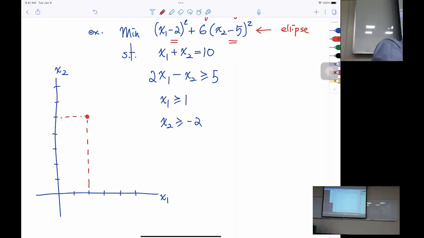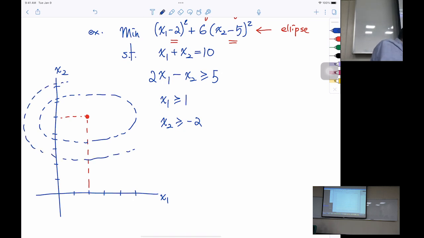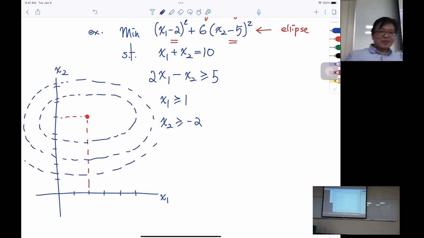Okay. So the contour looks like this. I'm just letting you watch it for a bit more, and then when I complete, I will switch back. Okay, so that's the contour, and the red dot is like the bottom of the bowl.